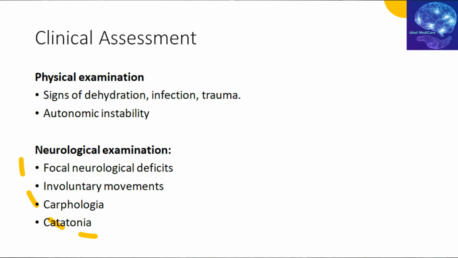So we need to know the signs of dehydration, and if there is any infection or trauma recently. If these patients have autonomic instability, that's a red flag sign. That means they're going to develop more complications, arrhythmias, and the mortality is going to be high. The neurological examination is particularly focused on focal neurological deficit, just to make sure that if there is a vascular insult, it can be picked up early on, and imaging can be ordered as an initial investigation rather than a second-tier investigation.